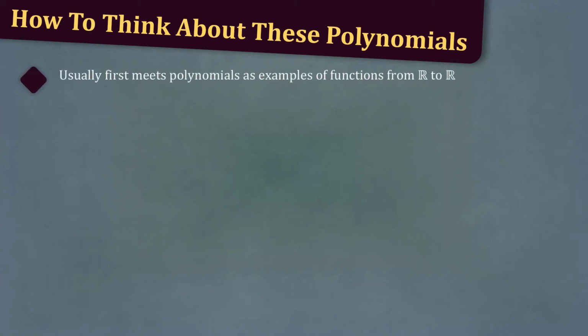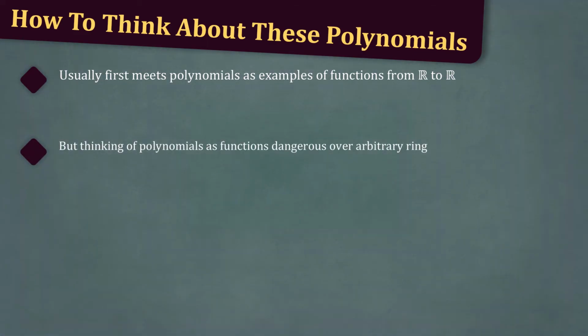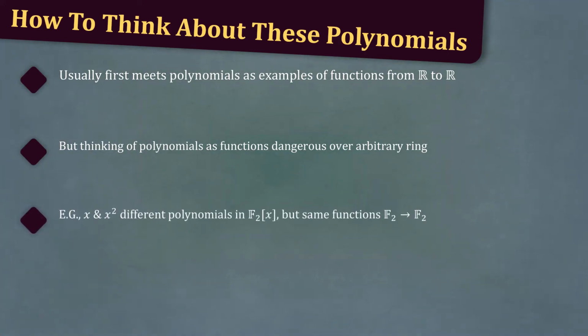Now, let's make a remark about how to think about these polynomials. People usually meet polynomials first as examples of functions from the real numbers to the real numbers, but thinking of polynomials as functions can be dangerous over an arbitrary ring. For example, x and x^2 are different polynomials in F_2[x], but they define the same functions from F_2 to F_2.